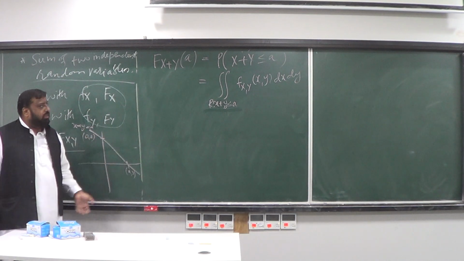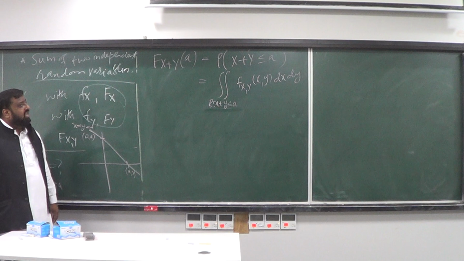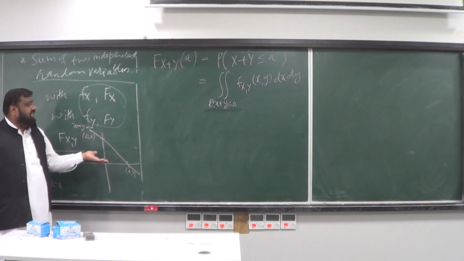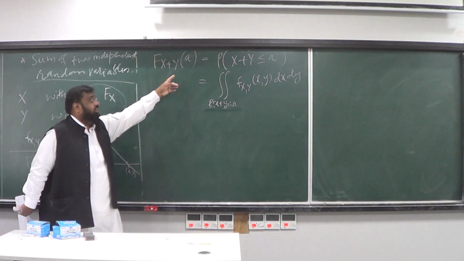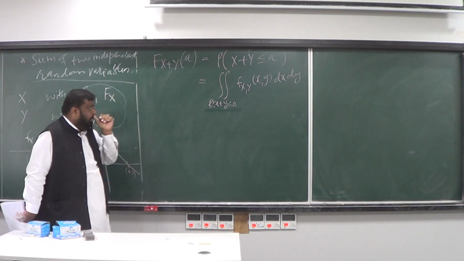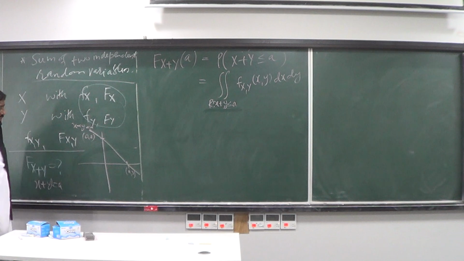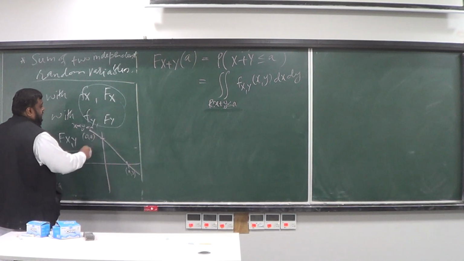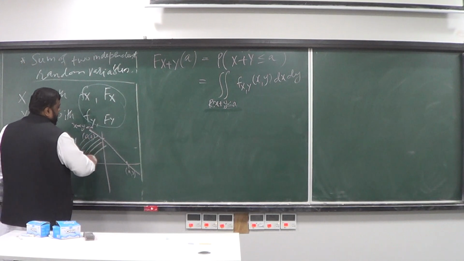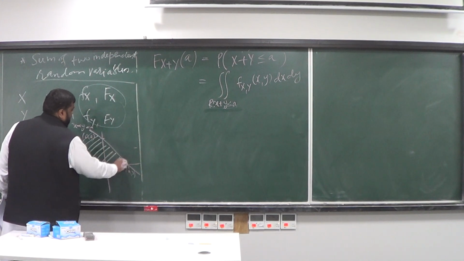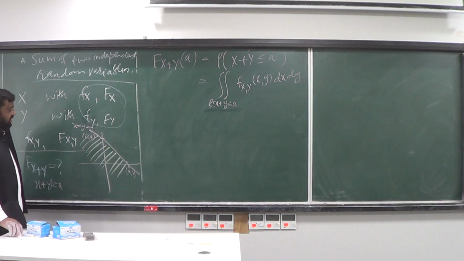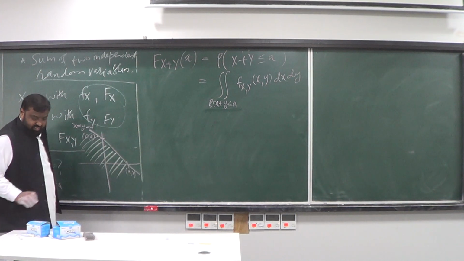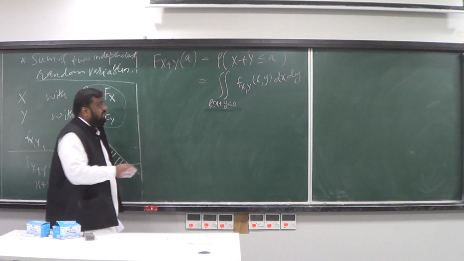The picture that I have made assumes that a is a non-negative number, but this is not necessarily so. It could be a negative number as well. This is just one indication of it. So what is the region that satisfies this inequality? It is this downward region.